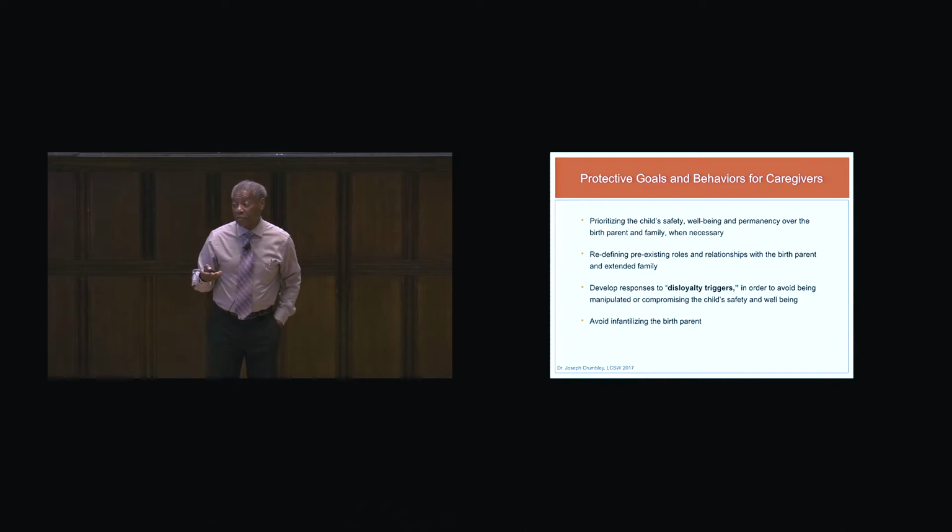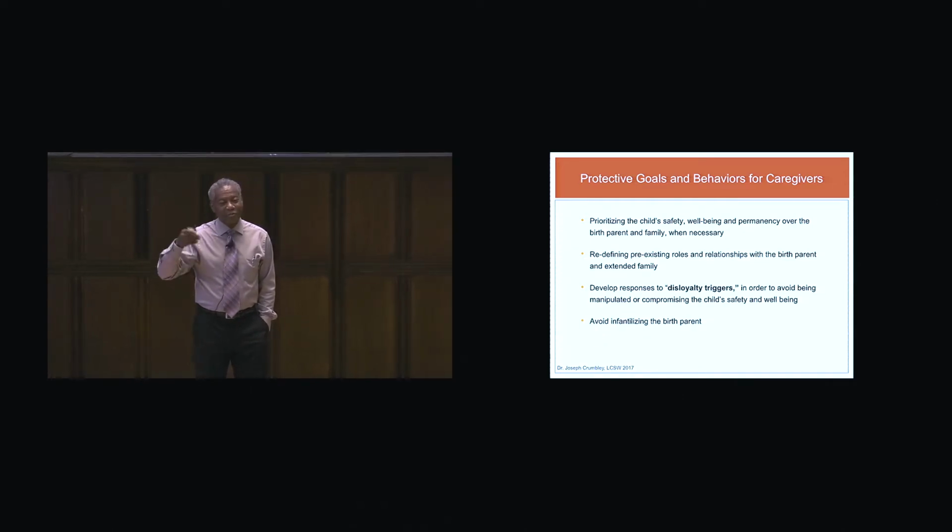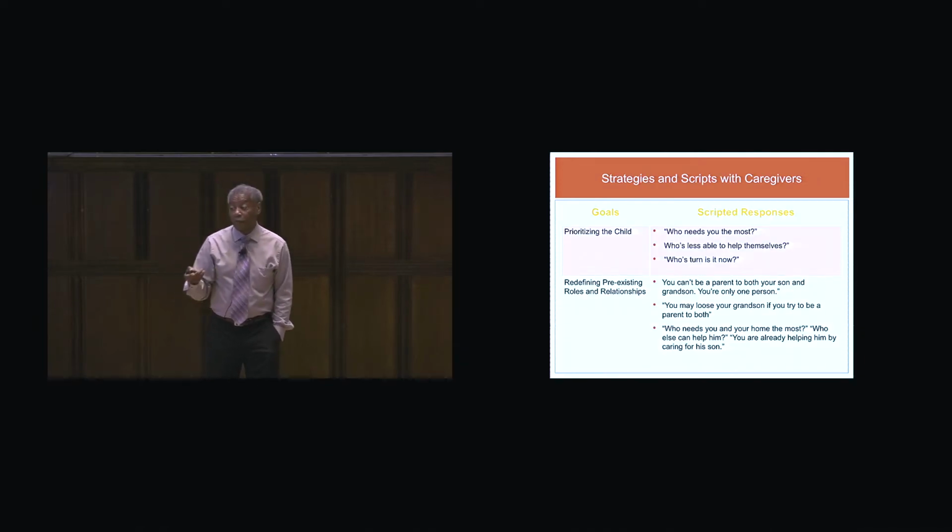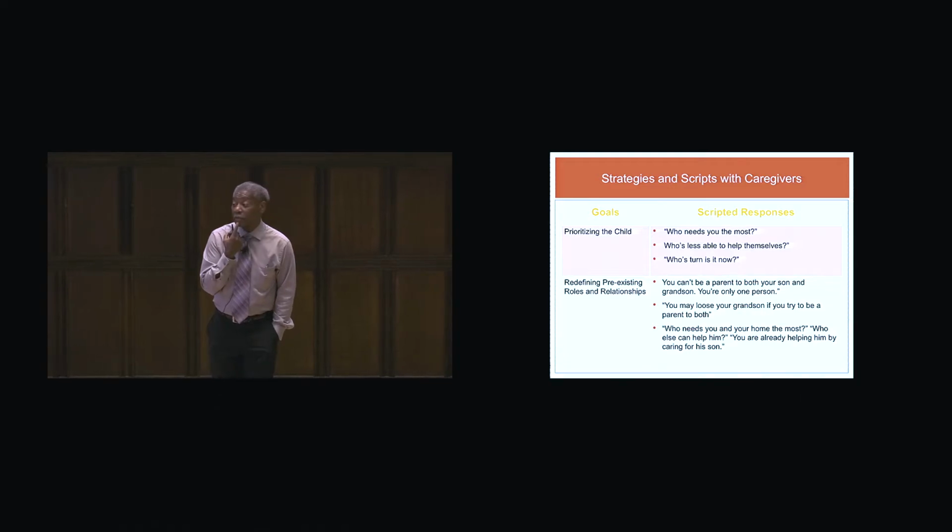And finally, getting relative caregivers to stop seeing the birth parent as a child, as their little brother or little sister or big brother, big sister, or son or daughter. So how do we do that? First is prioritizing the child.